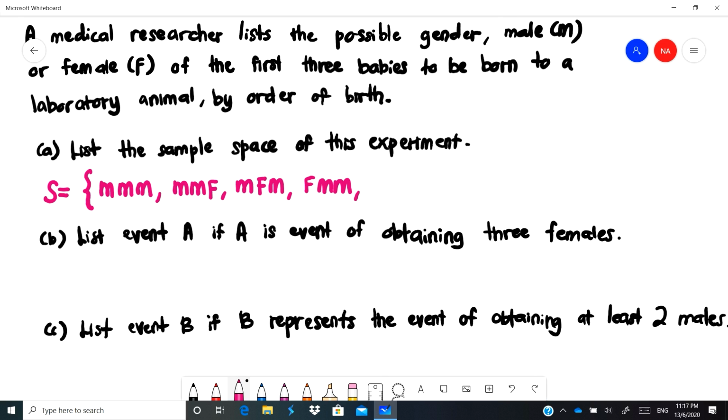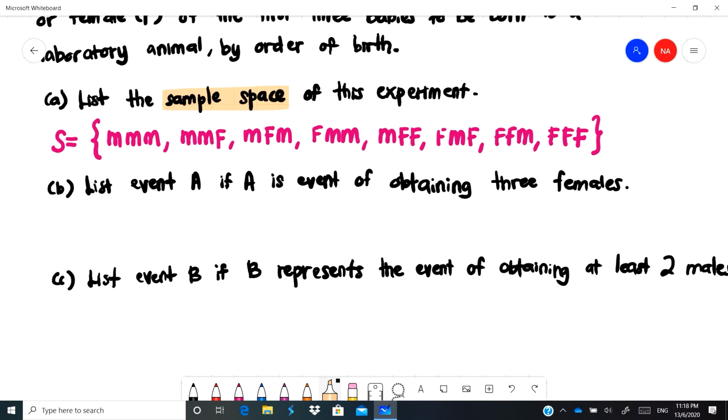What about getting one male? We can have male, female, female; female, male, female; and female, female, male. And the last case is not getting a male at all, so all female, F, F, F. These are all the possible outcomes, which is written as the sample space.